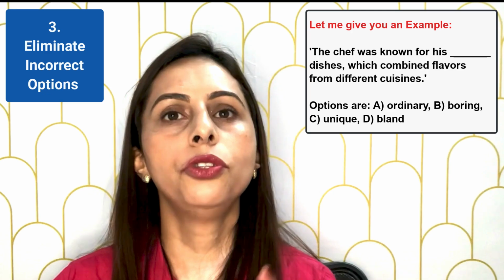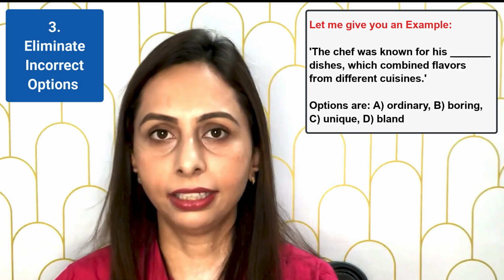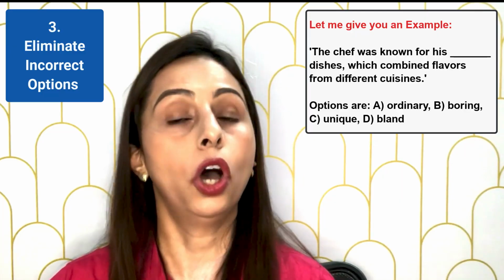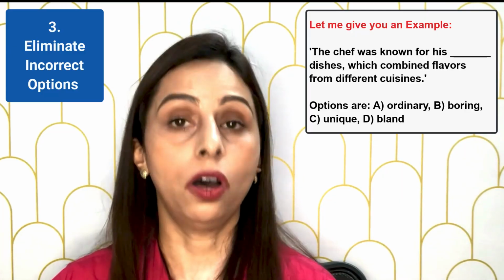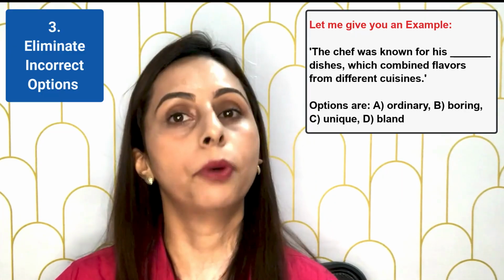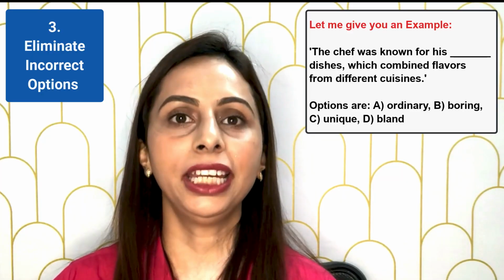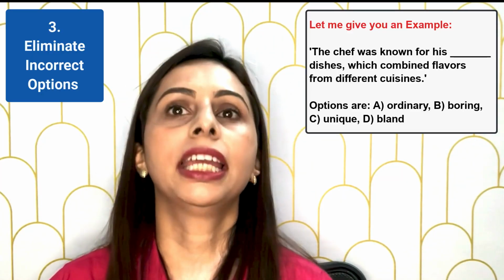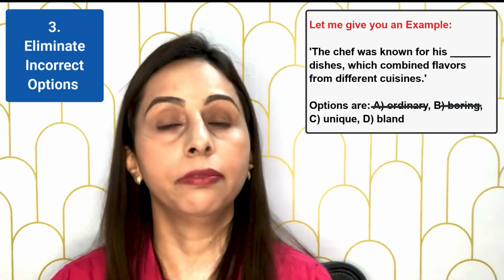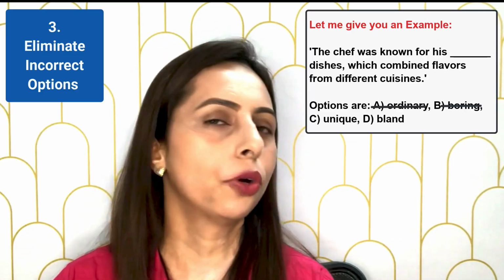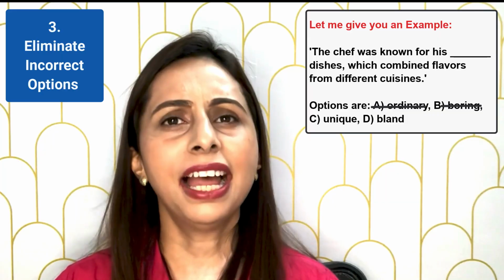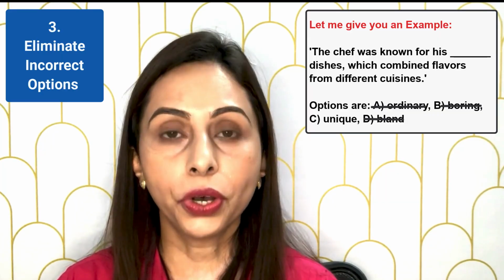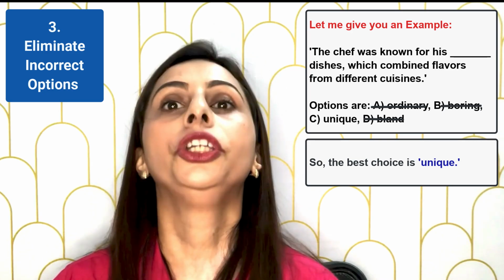The chef was known for his blank dishes, which combined flavors from different cuisines. Options are A. Ordinary. Option B. Boring. C. Unique. And last option is bland. First, we can eliminate ordinary and boring because they don't match the positive tone of the sentence. Bland doesn't fit with combined flavors from different cuisines. So, the best choice is unique.